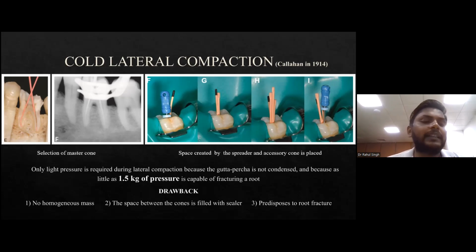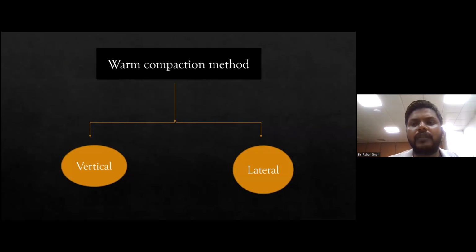So the drawback of this technique is that it provides a non-homogeneous mass, because, as I've told you, there are gaps and there are many GPs we are using. So the mass at the end is a non-homogeneous one. The space between the cones is filled with sealer, and it is also predisposed to root fracture because of the excessive force you put while compacting the GPs. So this is the technique of cold lateral compaction.